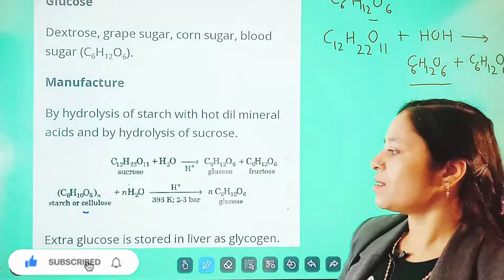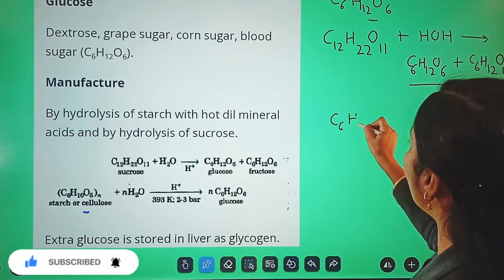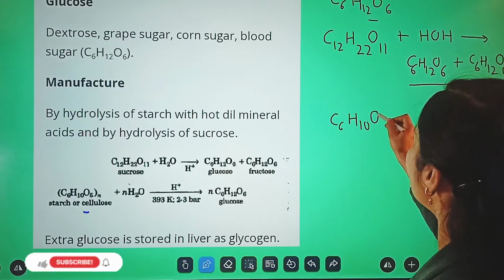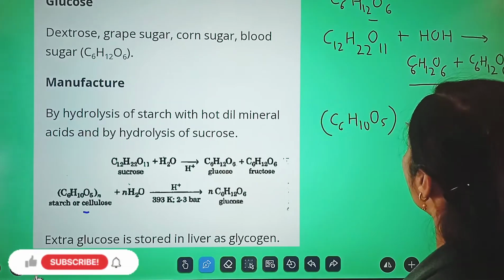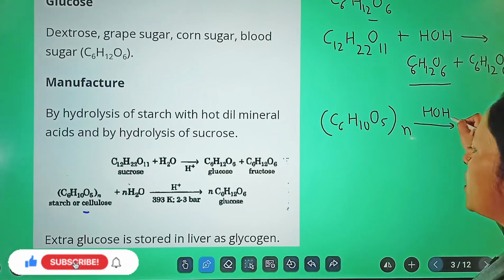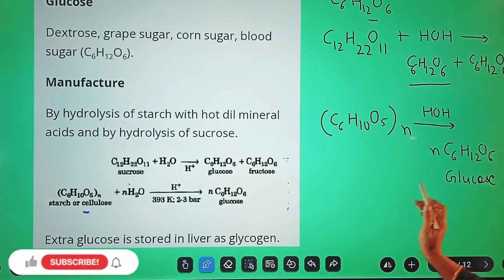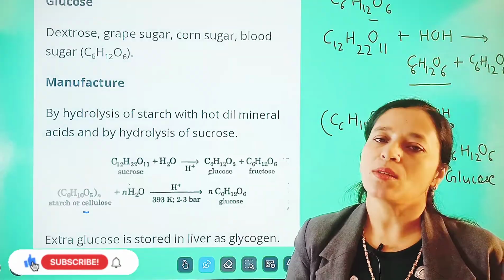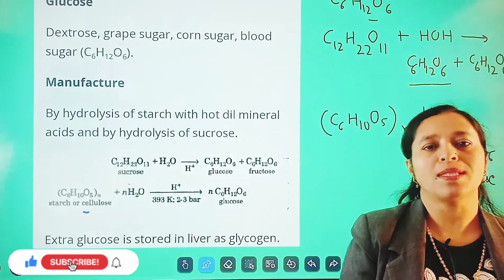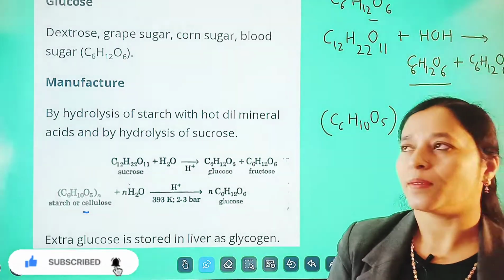The second process, it can also be manufactured from starch or cellulose. On undergoing hydrolysis, starch or cellulose will also give you n molecules of glucose. So this is the process for the manufacturing of glucose, and you must also know that whatever extra glucose is present in our body, it is stored in the form of glycogen in our liver.